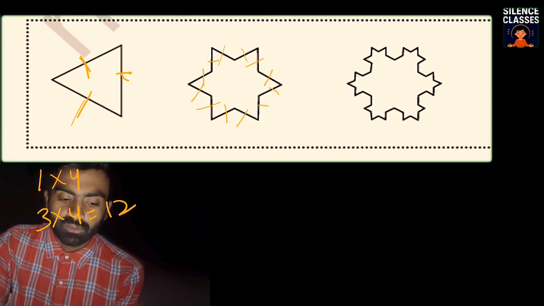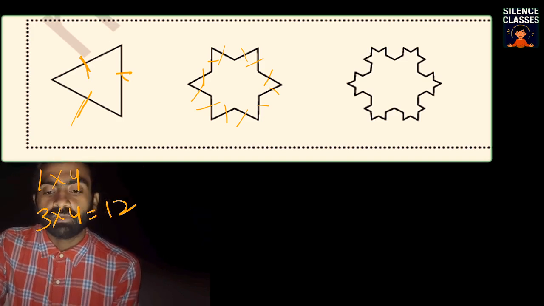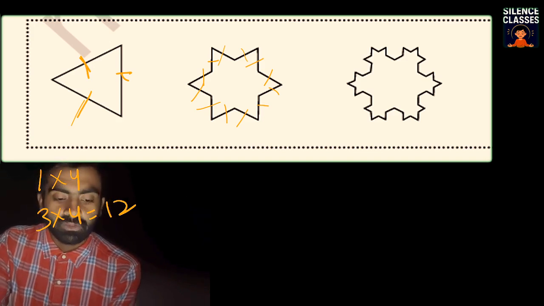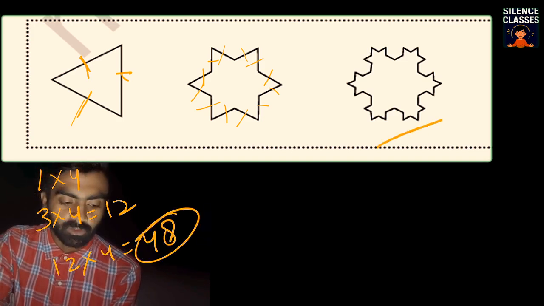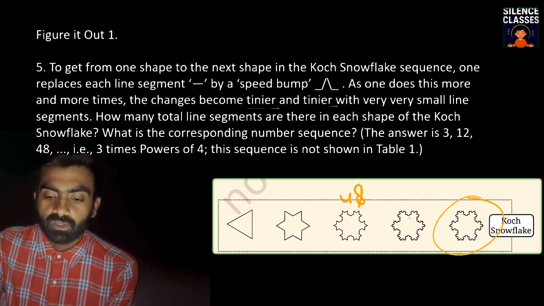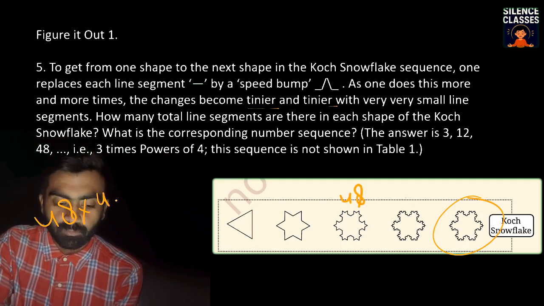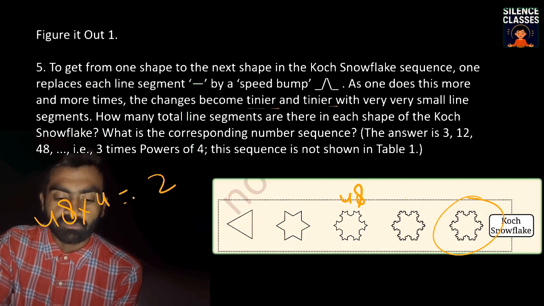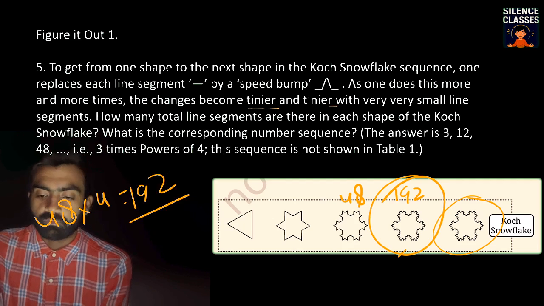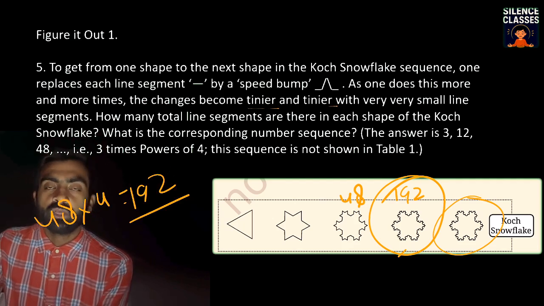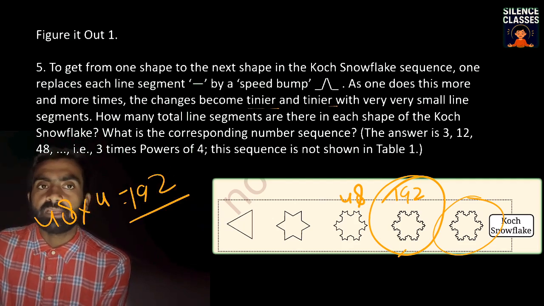Now how many lines will the next figure have? 12 multiplied by 4, so 48 lines are there in the next figure. In this particular figure, 48 lines are there. Over here, 48 multiplied by 4 is 192 lines in this particular figure. If we talk about the next one, 192 multiplied by 4. So how many lines will be there in the next figure?